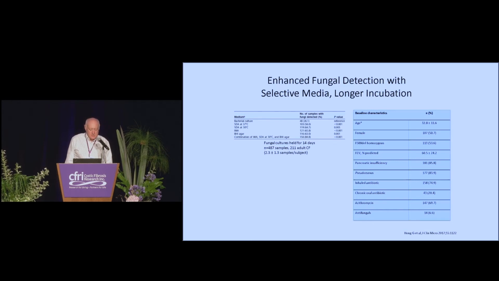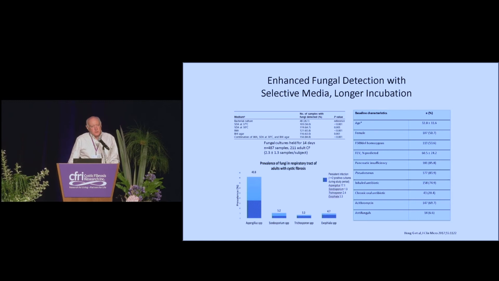And what you see on the left-hand side is the result with bacterial culture showing only about a quarter of the samples positive for fungi. But then below that, you see a list of abbreviations for different culture media which are more specific for fungi, and you can see there that the numbers shoot up to 85%.